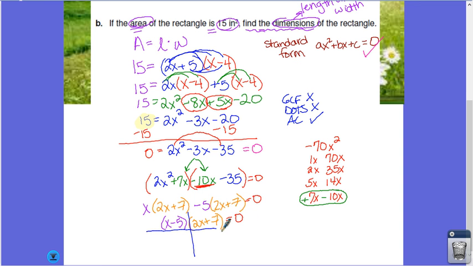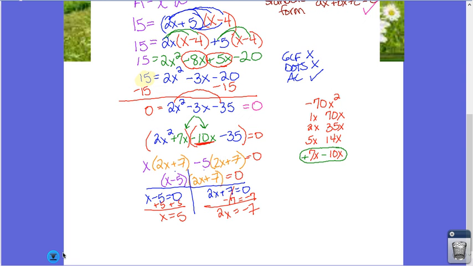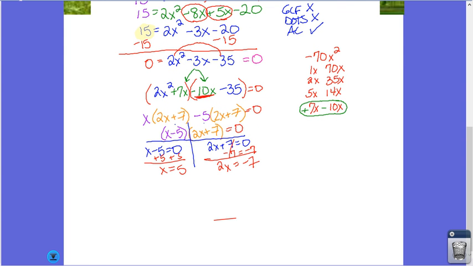Now, for solving, we use the zero product property. This factor times that factor must be 0, so either x minus 5 is 0 or 2x plus 7 is 0. In order for x minus 5 to be 0, that would occur when x equals 5, or for 2x plus 7 to be 0, I have to subtract 7 from both sides and divide by 2, and I find out x could be negative 3.5.